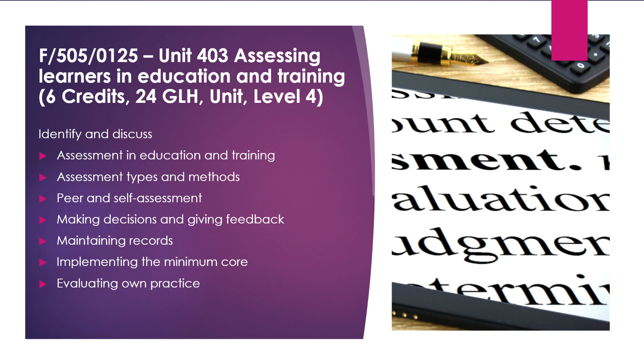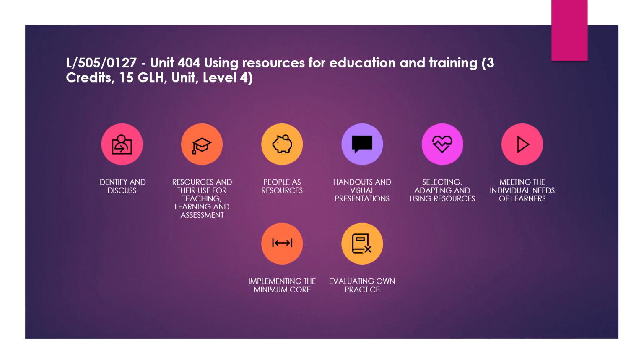Then we'll have a look at making decisions and giving feedback. How do we decide that this is a pass, this is a refer, or this one is a fail? So how do we make those decisions and how do we give feedback? And the important aspect of assessing is maintaining records. And also remember, in each of the units, we have to remember to implement the minimum core. So you do need to show how you've done this in your assessing learners in education and training. Please always evaluate your own practice.